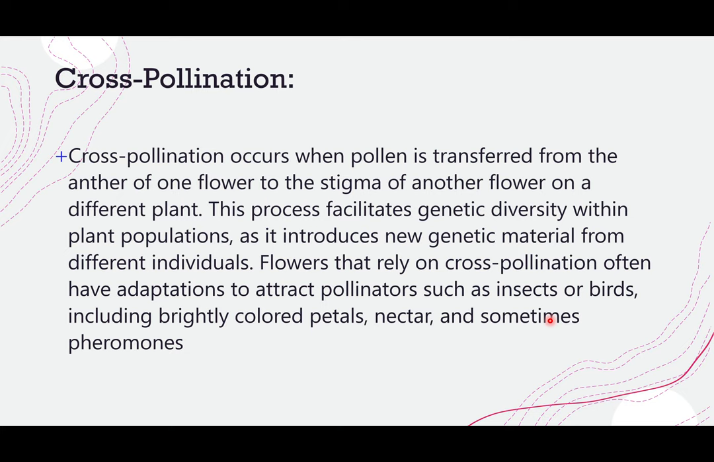Cross-pollination is pollination that occurs when pollen is transferred from the anther of one flower to the stigma of another flower on a different plant. So this process facilitates genetic diversity within plant populations, as it introduces new genetic material from different individuals. So plants that rely on cross-pollination often have adaptations to attract pollinators such as insects and birds: brightly colored petals, and the sweet nectary that produces nectar.